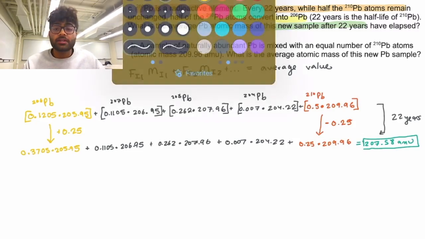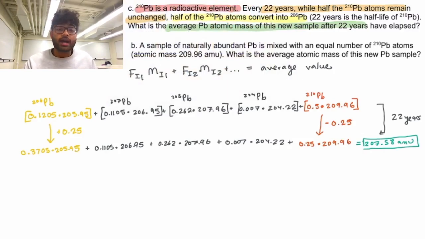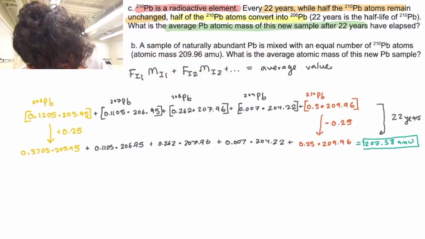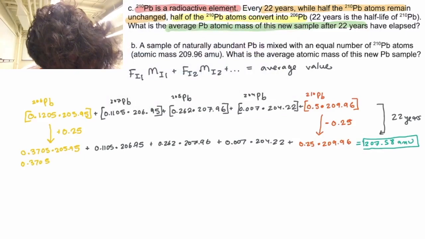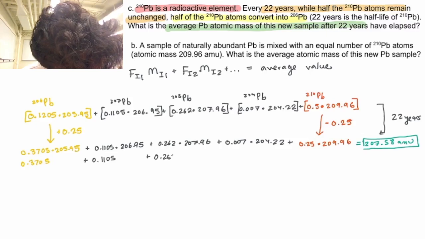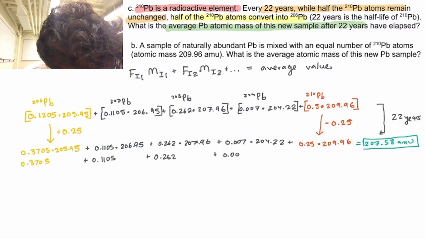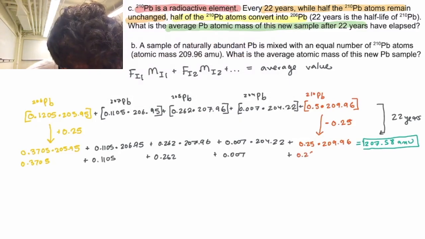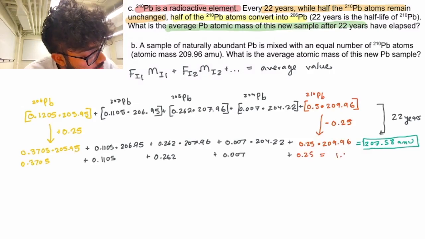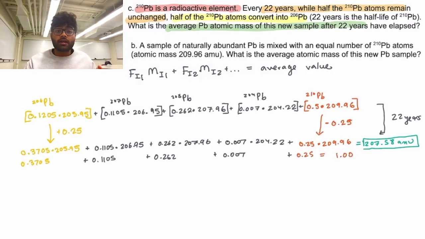But as always, we need to make sure that our fractions add up to 1. So let's add up all of our fractions. We have 0.3705 plus 0.1105 plus 0.262 plus 0.007 plus 0.25, and if we do that addition, we get that it equals 1.00. So all of our fractions always have to add to 1, and we know that the average atomic mass is 207.58. So let's move on to Part D.